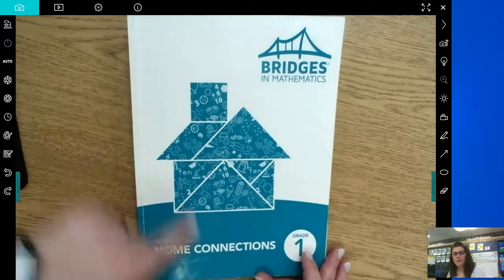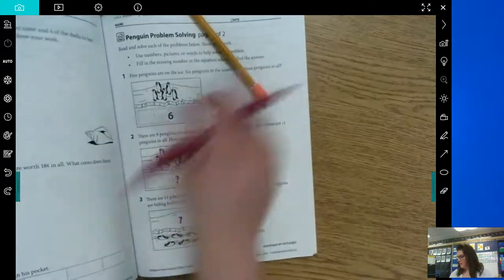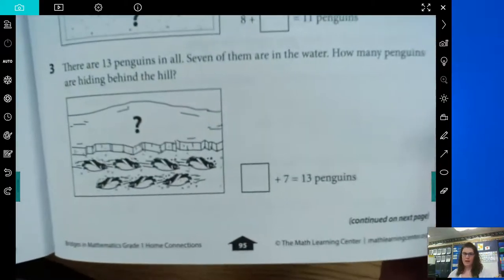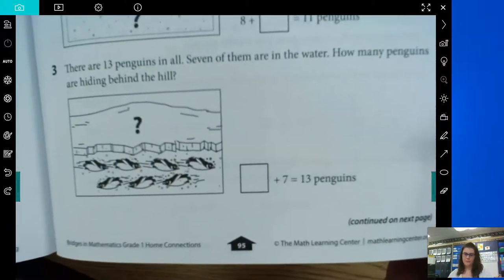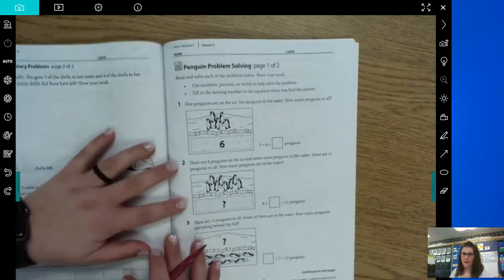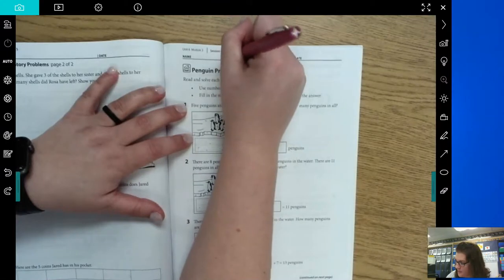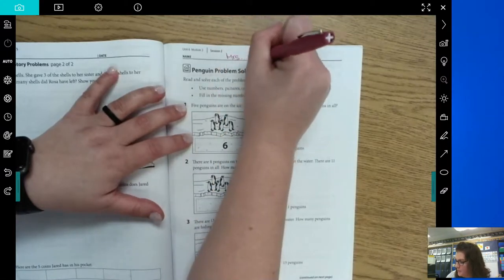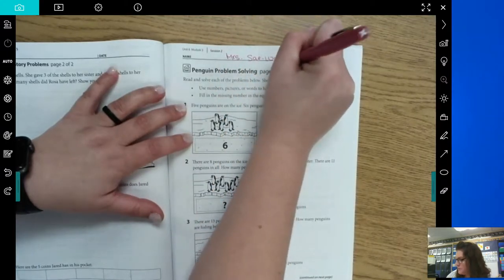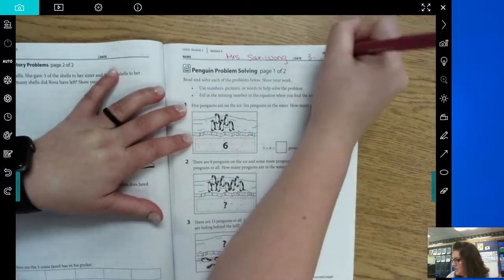All right, if you're back with me, that means you have your Home Connections book in front of you. Let's open up all the way to page 95. Page 95. Okay, we are going to solve some penguin math problems today. But first, we have to stop and put our name at the top. I'm going to put my name. You put your name. Because I know we have all watched Number Corner, we know today's date is 3-3-21.